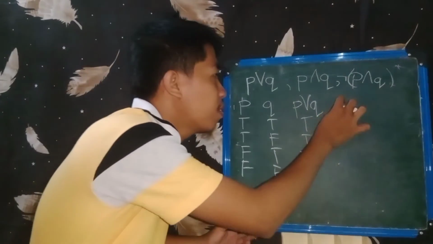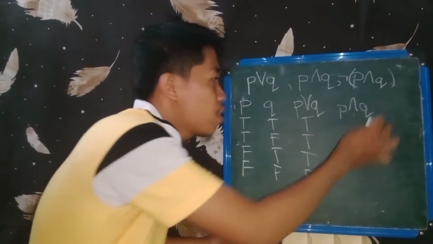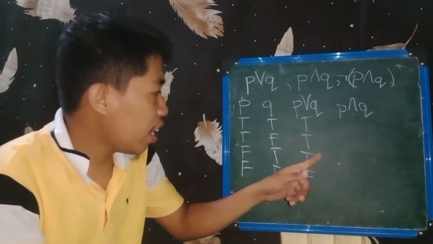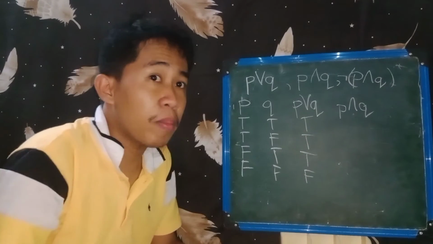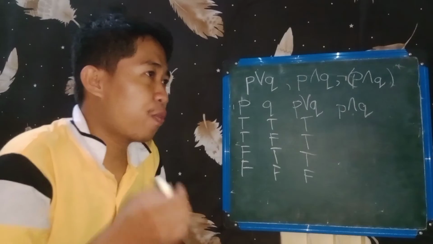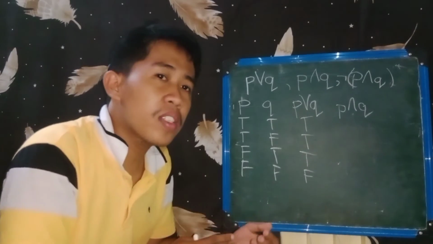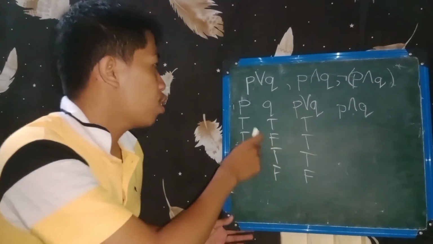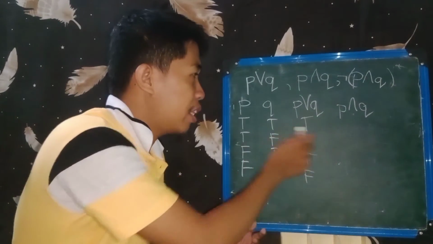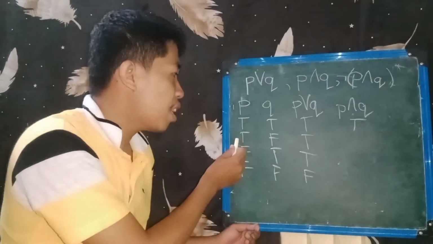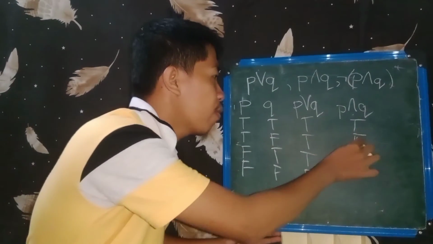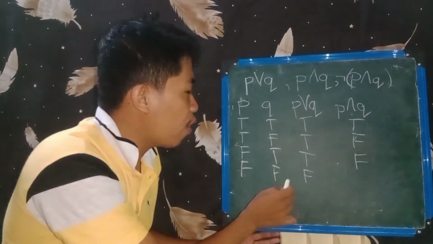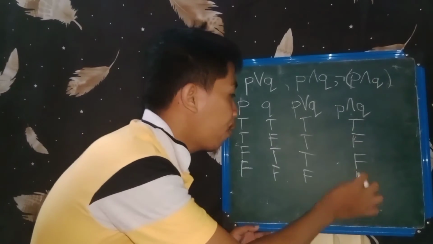How about P and Q? According to the rule, P and Q will only be true if both statements are true. If there is at least one false, then P and Q will always be false. So P and Q here is true and true, therefore this is true. T and F, therefore this is F. F and T, this is F. F and F, so in short, this is F.